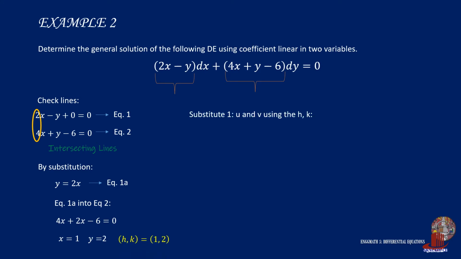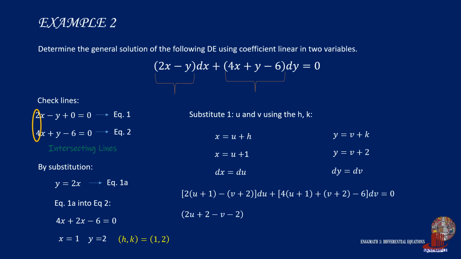Then have the first substitution where x is equal to u plus h, or that is u plus 1. Y is equal to v plus k, which is v plus 2. Their derivatives should also be taken. Now plug all the substitutions into the equation and expand those with parentheses to be able to cancel the constants, leaving us with a shorter equation of the quantity of 2u minus v times du plus the quantity of 4u plus v times dv is equal to 0. Take note at this point that we arrive with a homogeneous equation.